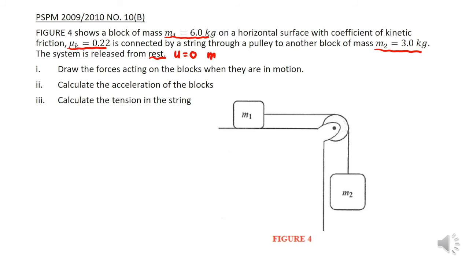So the question asks to draw the forces acting on the blocks, calculate the acceleration of the blocks, and calculate the tension in the string. Okay, so we start by sketching the free body diagram for both of the objects. So this means we're going to have two FBDs.